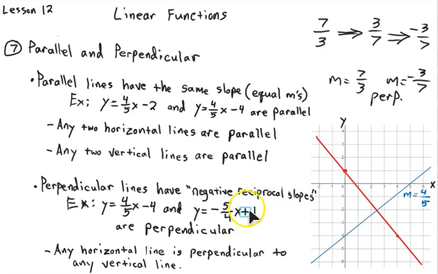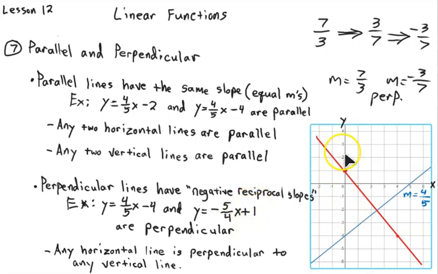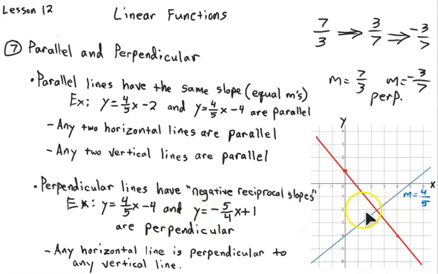It doesn't matter what the y-intercept is. If the y-intercept was 2, it would still be perpendicular. If it was 3, it would still be perpendicular. But remember what perpendicular means. It means that it creates a 90-degree angle. And sure enough, right in here, this angle right here is a 90-degree angle. Okay, and so two perpendicular lines create four 90-degree angles.